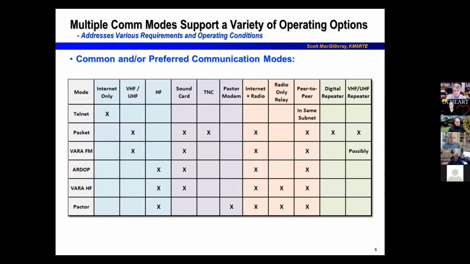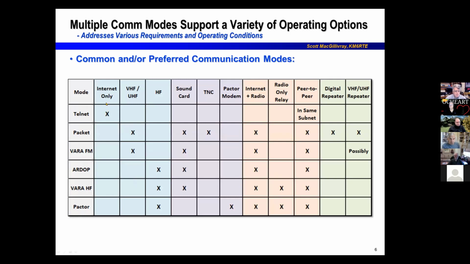And this provides a little more information. I realize there's a lot going on here. We'll focus mostly on what's on the left in the blue columns. And you can see the different communication modes here: Telnet, Packet, VARA FM, RDOP, VARA HF, and PACTOR. These are the common communication modes, and generally how they're utilized, okay?